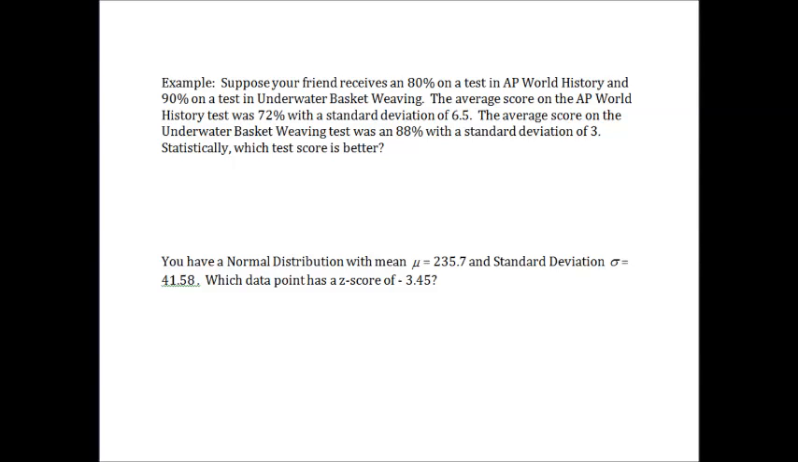Suppose our friend receives an 80% on a test in AP World History and a 90% on a test in underwater basket weaving. Interesting choice there. The average score on the AP World History was 72 with a standard deviation of 6.5, and the average score on the underwater basket weaving test was an 88% with a standard deviation of 3. Statistically, which test score is better?